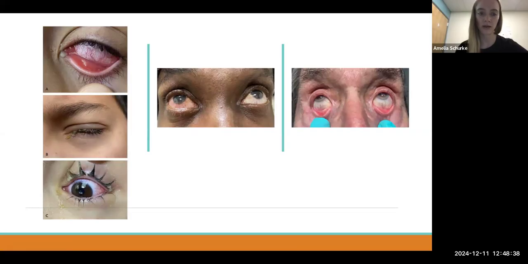The first set of 3 pictures are examples of bacterial conjunctivitis. You can see the mucopurulent discharge and then the injected conjunctiva. The middle picture is an example of viral conjunctivitis, which may appear similar to the picture on the far right. But the middle picture is an example of unilateral conjunctivitis with increased tearing without any evidence of discharge. And then the far picture is allergic conjunctivitis, which is showing bilateral injected conjunctiva.